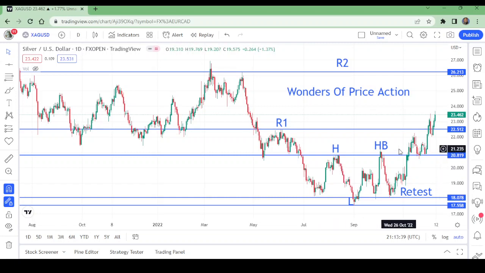This is my swing trading strategy, in which the pairs, gold or silver, break its own high and then go upward. So through this swing trading strategy, this is now upward, and now it has broken the first resistance and is looking for going towards the second resistance.